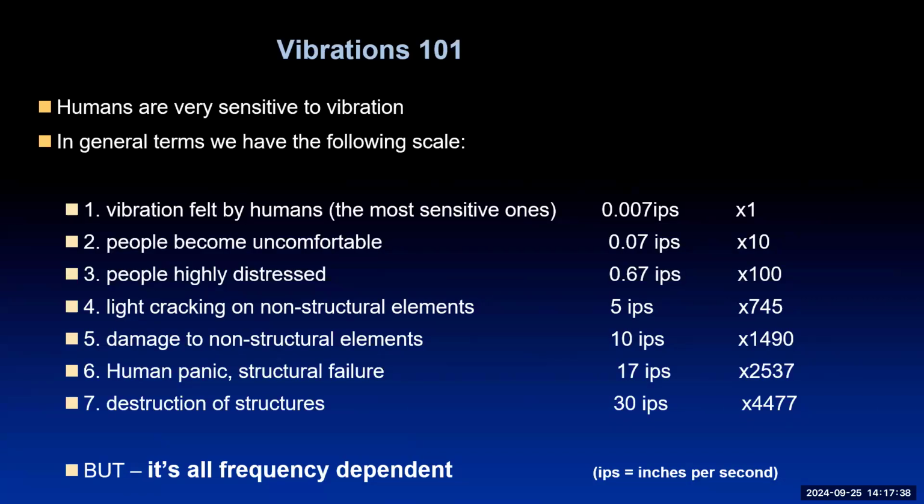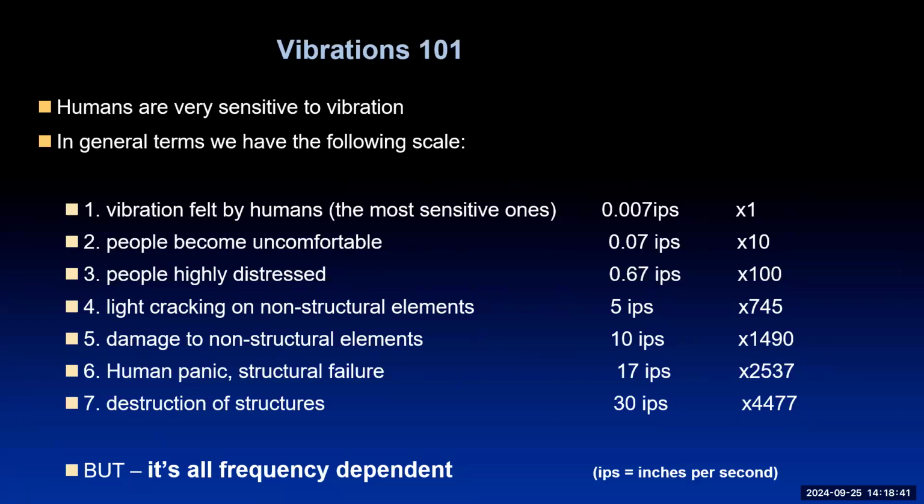Vibrations 101. Humans and their sensitivity to vibrations. Humans are very sensitive to vibration. In general terms, we have this scale. Number one is vibrations felt by humans, the most sensitive ones. And that is a vibration of 0.007 inches per second. Now, if we base on that, so we say this is times one. Level 2 is that people become uncomfortable. That's times 10. Level 3, people become highly distressed about the vibration at 0.67 inches per second, which is approximately 100 times the vibration threshold that the most sensitive people can feel.